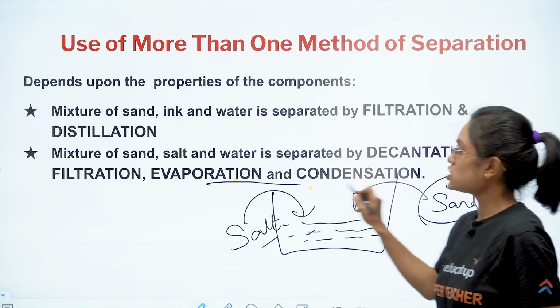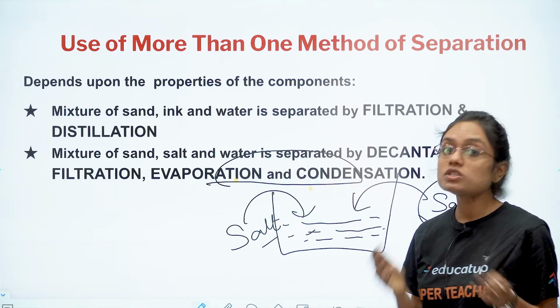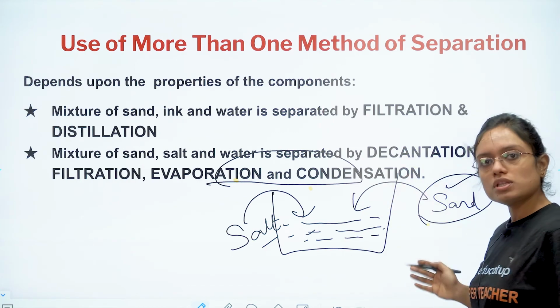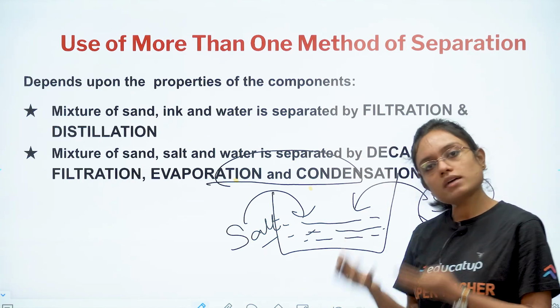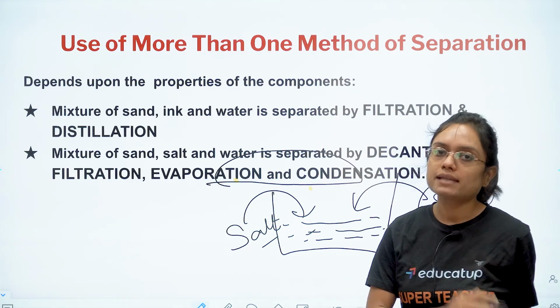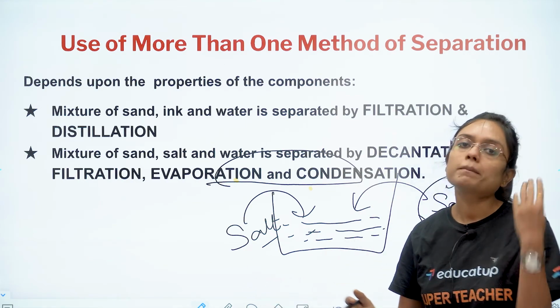And tell me, evaporation and condensation together, they are known as which method? The 10th method, that is distillation. So actually then you will do distillation. Salt अलग रह जाएगा, पानी आप अलग collect कर लेंगे. So you were able to separate sand, salt and water by using multiple methods.